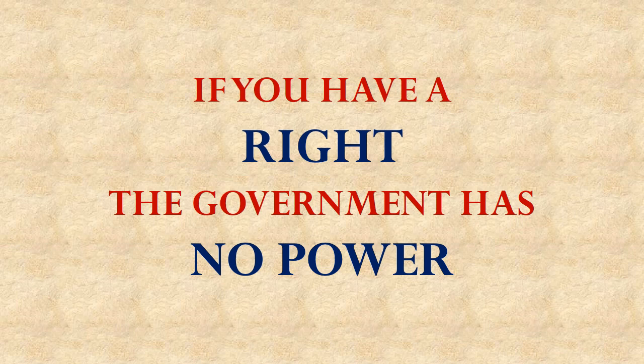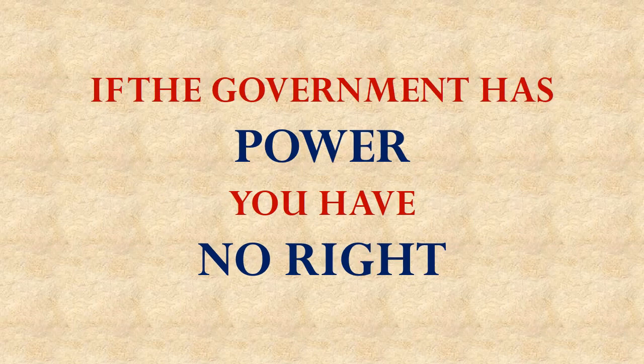So, if you have a right to a thing, in other words, you as an individual control it, then the government has no power over it. On the other hand, if government has power over a thing, then you have no right to it. These things, the way that I explained it previously, are exclusive. Either you have the right or the government has the power. And if you have the right, there's nothing they can do about it. If they have the power, there's nothing that you can do about it.